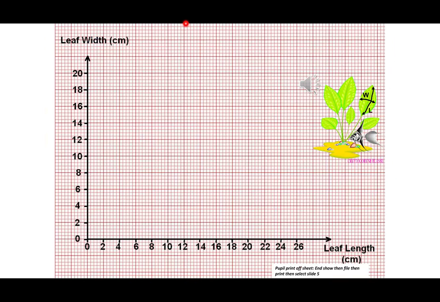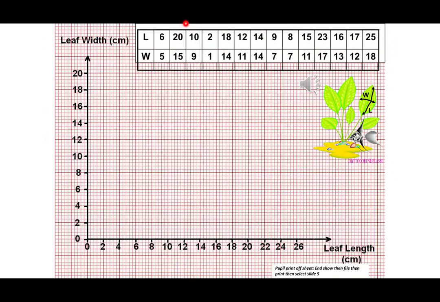So here we have an example of how to plot a scatter diagram. So as you can see at the top, we have the length of a leaf and we have the width of a leaf. Okay, so we want to see if the length of a leaf is related to the width of a leaf. So for example, does the length of it affect the width of it? So for example, here we have loads of measurements of the length of leaves, so 6, 20, 10. Then we have some measurements of the widths.